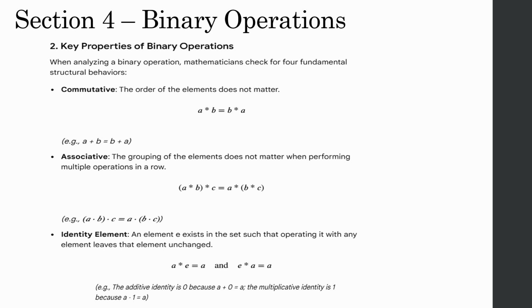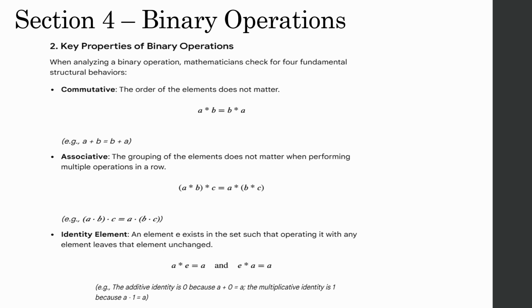Key properties of binary operation. When analyzing a binary operation, mathematicians check for four fundamental structural behaviors. Number one is commutative. The order of elements doesn't matter. That is, A star B equal to B star A. Associative. Grouping of elements doesn't matter when performing multiple operations in a row.